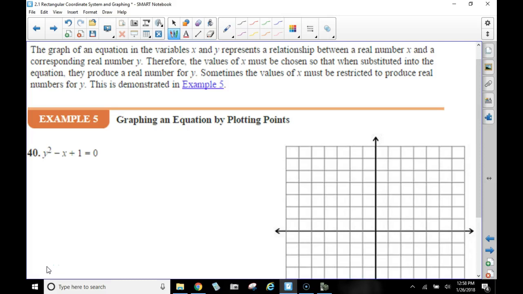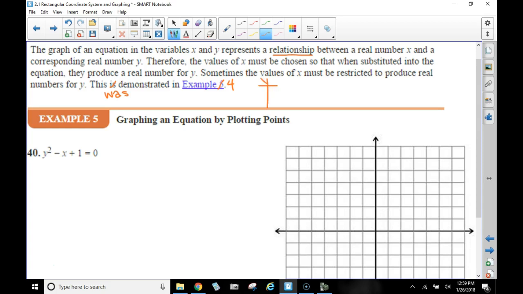Now, before we get to our next example, it reads: the graph of an equation and the variables x and y represent a relationship between a real number x and a corresponding real number y. Therefore, the values of x must be chosen so that when substituted into the equation, they produce a real number for y. Sometimes the values of x must be restricted to produce real numbers for y. This, in our notes anyway, was demonstrated in the last example.